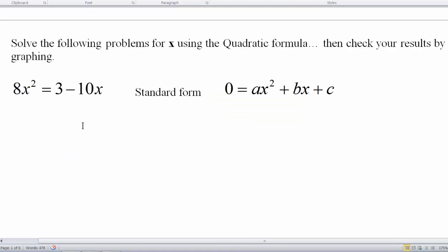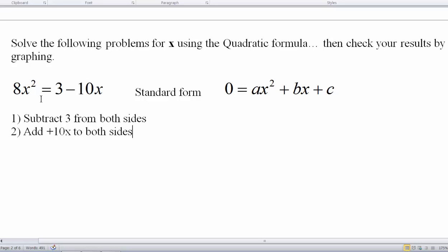Okay, so we're going to try and solve another problem using the quadratic formula and then by graphing. So we're given 8x squared equals 3 minus 10x. Now remember, standard form is this 0 equals ax squared plus bx plus c. So we have to rewrite this equation. We have to put this into standard form.